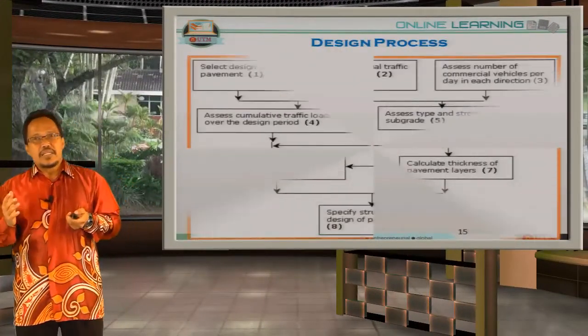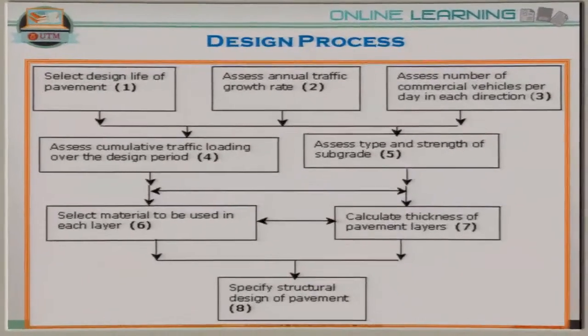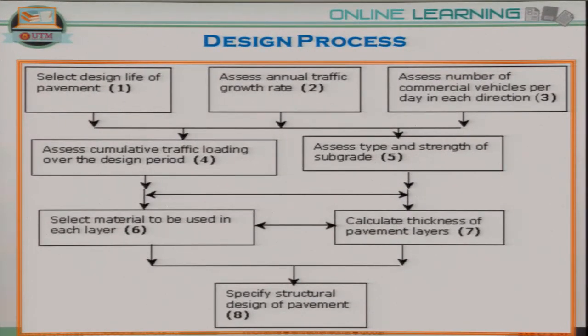This is the general design process. It doesn't matter which method you are going to use to design your pavement, but it has to go through this design process. First, select the design life of the pavement. How many years? 10 years? 20 years? And then second, assess the annual traffic growth rate. What's the growth rate of your traffic? 4%? 5%? Assess the number of commercial vehicles, because as I said, only commercial vehicles are counted or taken into consideration in designing the pavement thickness.